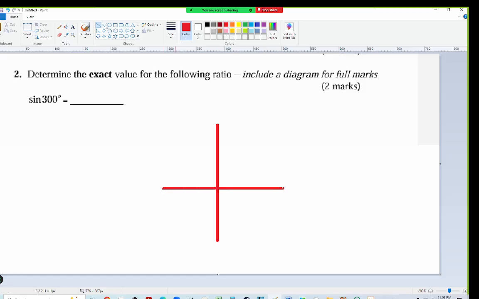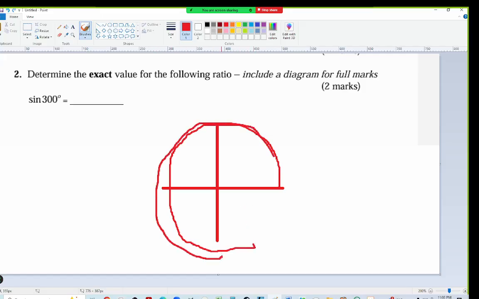I can tell because it's more than 90. Whenever the angle is more than 90, I go 90, 180, 270, 300. I've gone 300, all the way to there. How much is left? 60. So that's our special triangle that we're interested in, 60. They want the sine there.